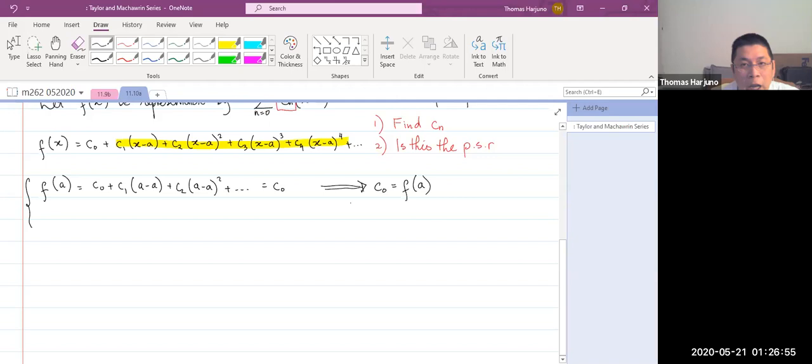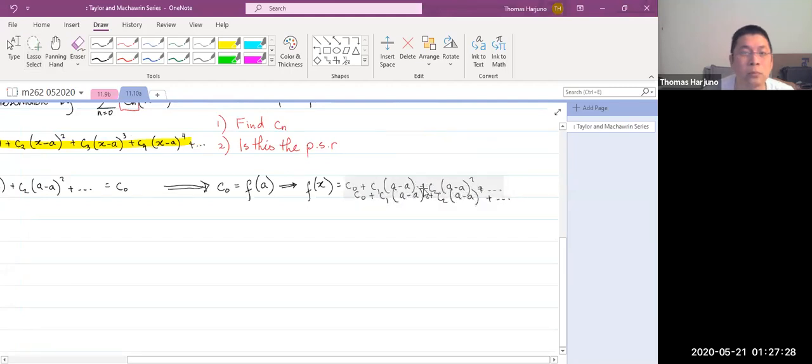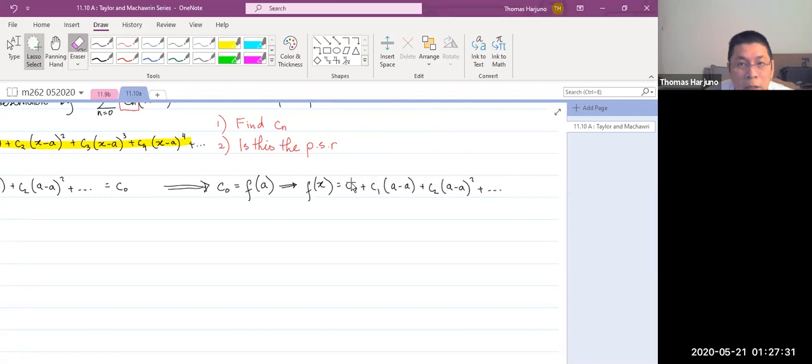In other words, I can update my function. I can update my function as f(x) equals, I will copy paste this thing here, but I will replace the c0 by f(a). Is it okay?